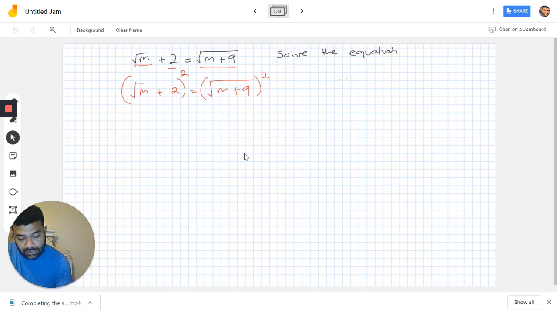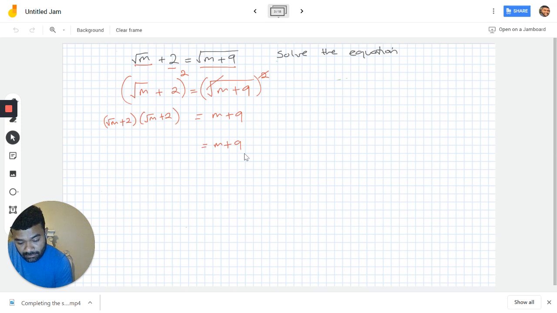So the square root and the square will cancel out. I will be left with m plus 9. And then on the left, I will have a square root of m plus 2, and then a square root of m plus 2. So I have m plus 9 on the right. Now I just need to distribute the left side of this equation.